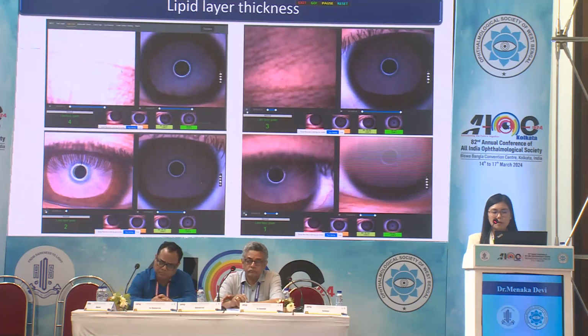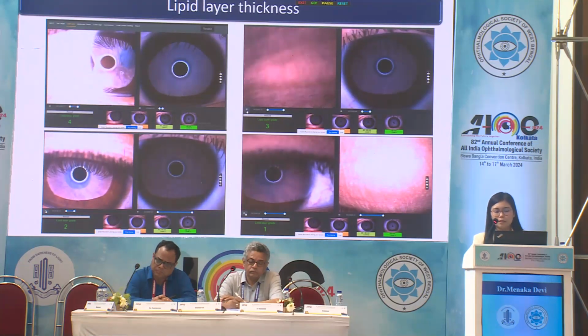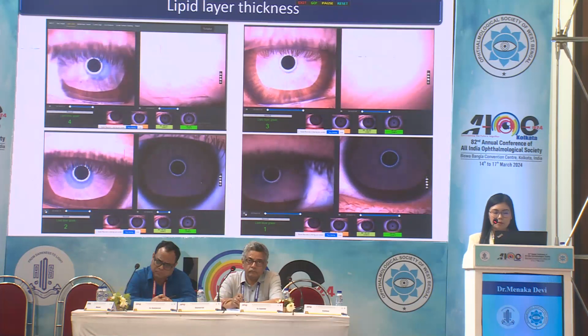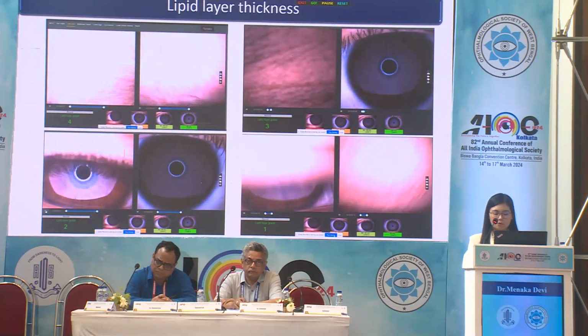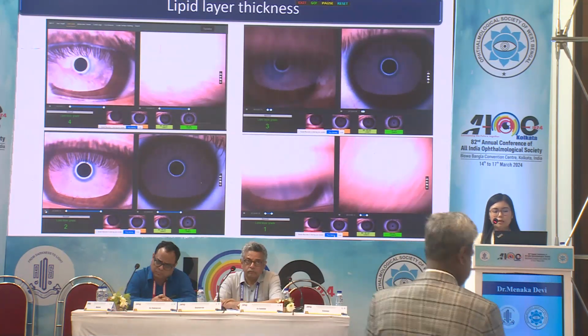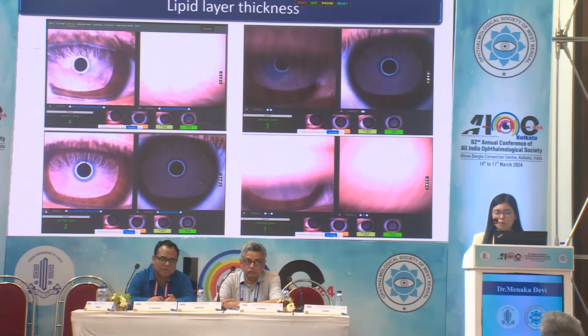Lipid layer interferometry is based on the principle that when adequate light falls on a lipid layer, there is generation of interferometric fringes. Thicker layers are denoted by colorful fringes, and thinner layers by colorless fringes.